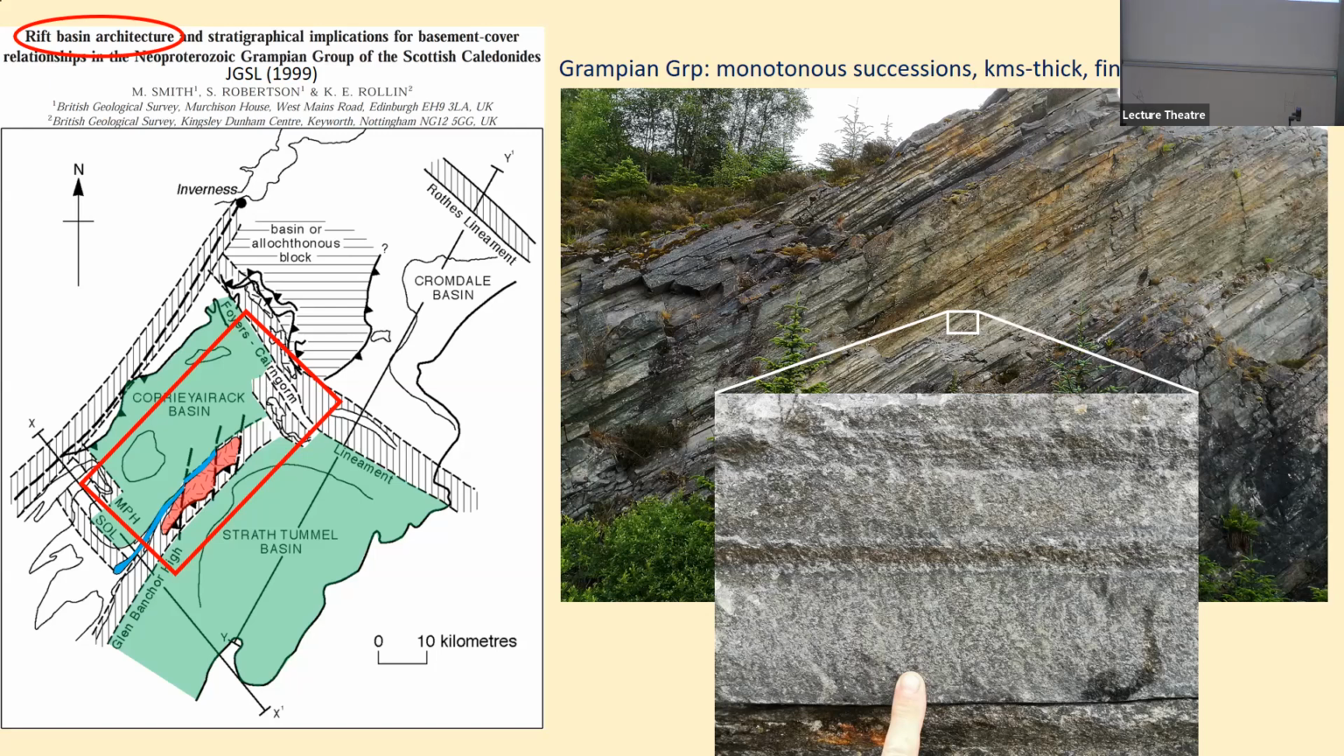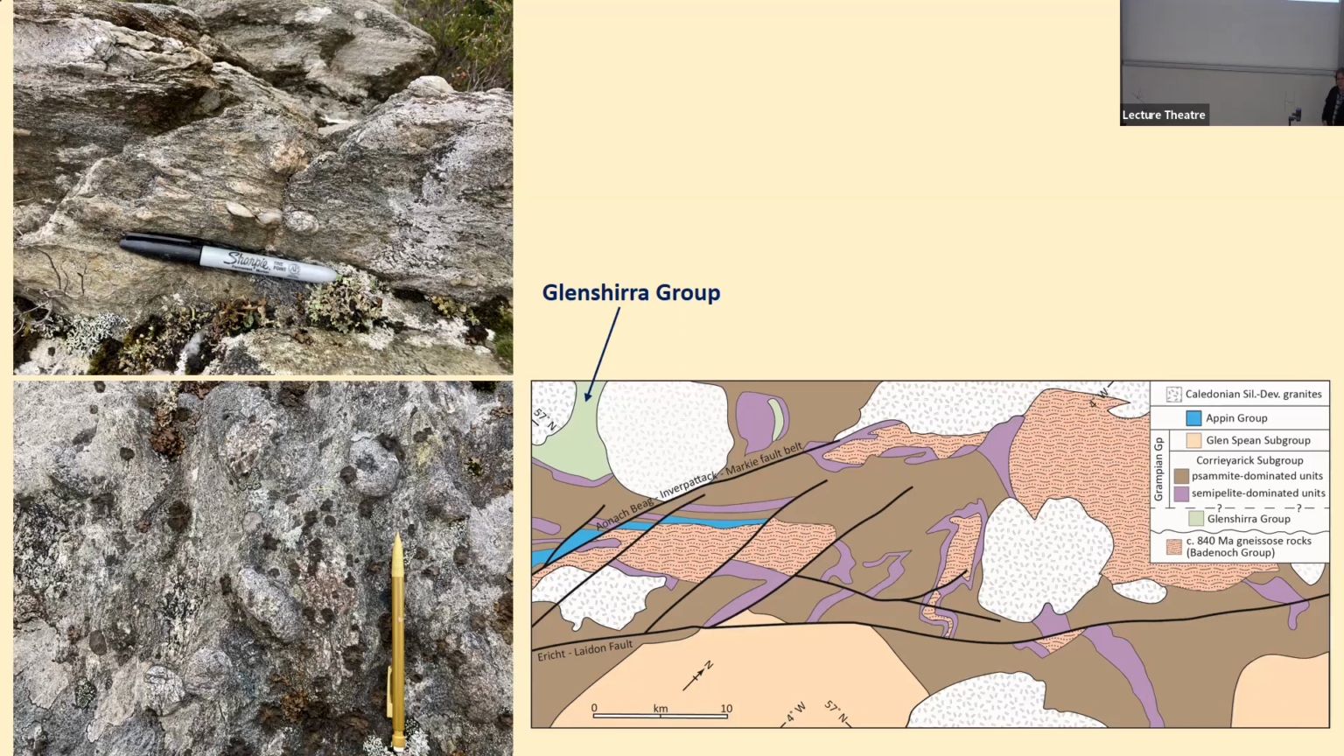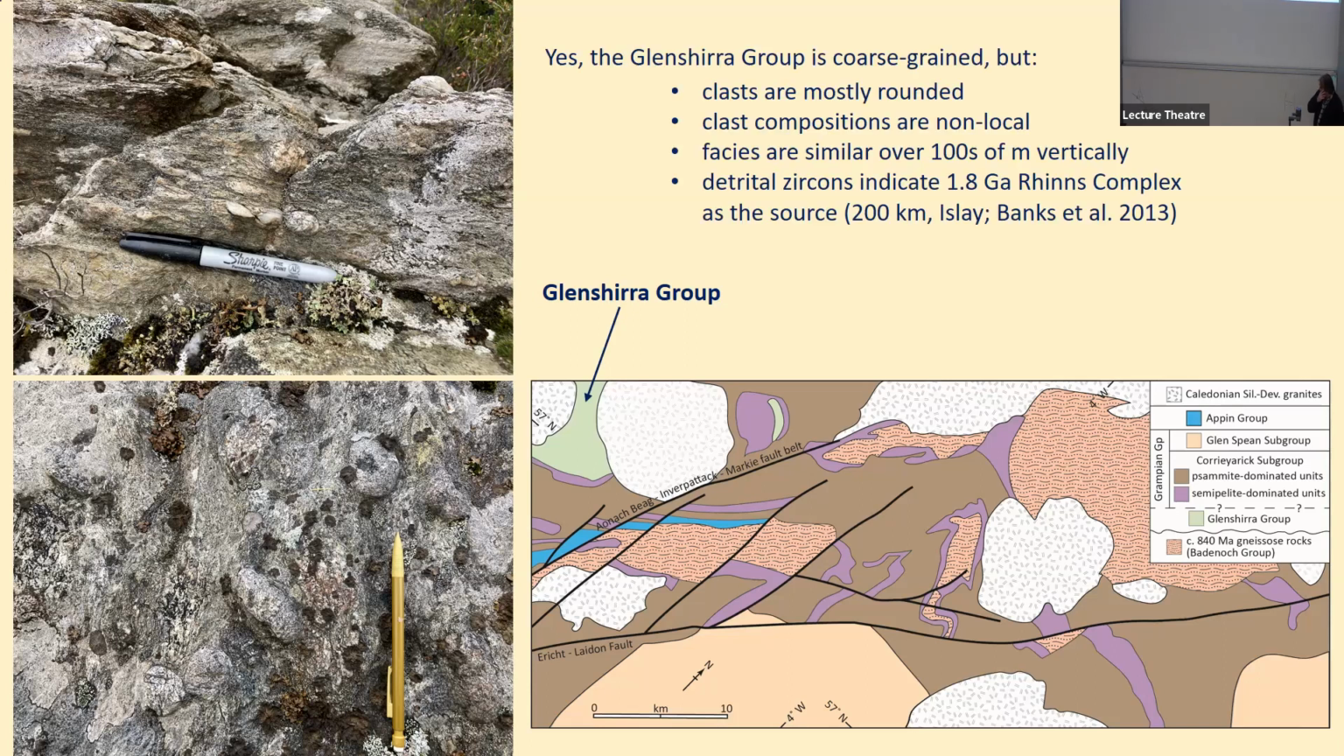People say, yes, but the Glen Shira group, it's very coarse-grained. Therefore, you do have these coarse-grained facies. The problem is that yes, they're coarse-grained, but all coarse-grained rocks aren't always the same. Clasts are rounded. Compositions are not local. Facies are similar over hundreds and hundreds, if not thousands of meters. They don't change very much.